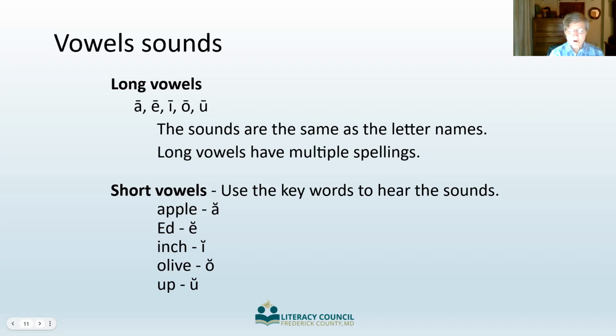Short vowels are further complicated when they're followed by the letter R. This changes the vowel sound completely, and O in fork becomes or, A in car becomes ar, and E in Bert, I in bird, and U in burn all become er.